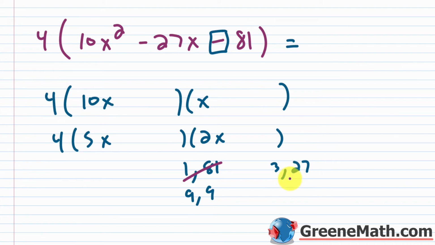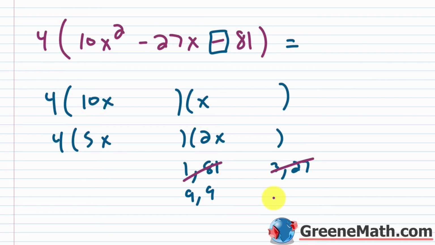If we try it here, if I put a 27 here and a 3 here, that's just too big. And if I put a 3 here and a 27 here, let's try that real quick. This would be 15, and then this would be 54. If you subtract 54 minus 15, you get 39. So that doesn't work either. So let's get rid of this and this.